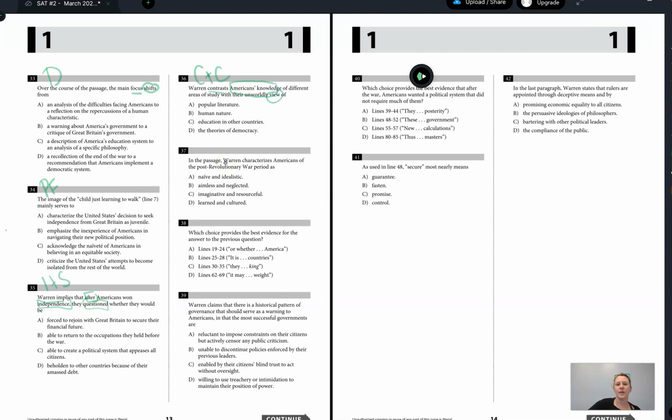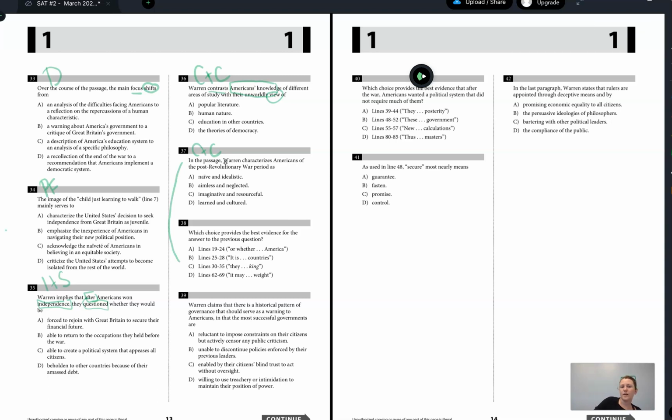All right, number 37, in the passage, so we know that to be a content or an inference, and we're looking for a characterization, so that is a content and characterization question, and we're looking for a COE follow-up. It has one, so we don't need to know what that question is asking quite yet.